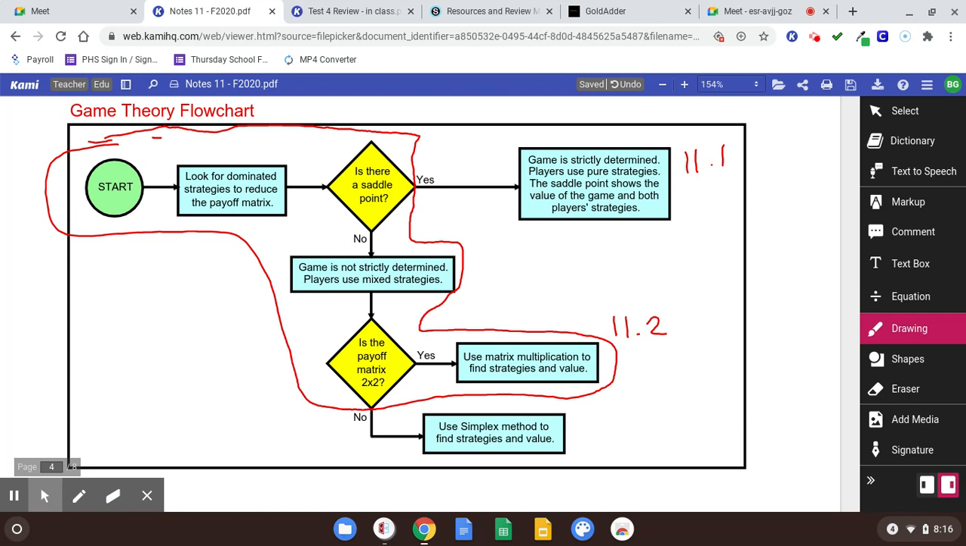But for right now, there's not a saddle point, so the game is not strictly determined. And this will only work for 2x2 payoff matrices. If it's bigger than 2x2, we'll have to do something else. Okay, so we'll use matrix multiplication to find strategies and value. Okay, so what does that mean?